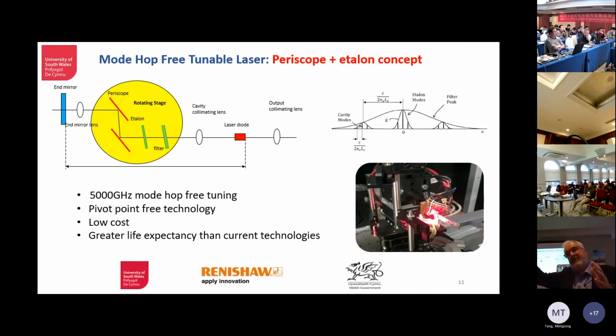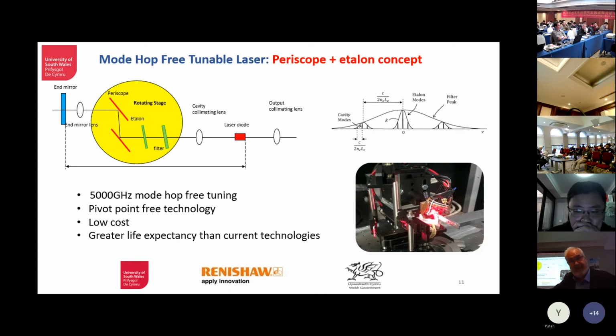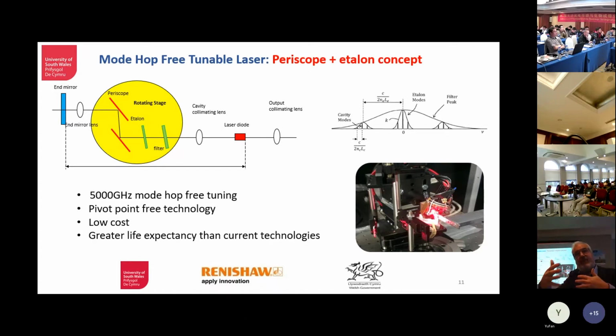So when I change the etalon by, say, 1 degree angle, the periscope goes 1 degree. If you get the distance of the periscope correct, you can get exact tracking of the cavity length. Mathematically, it is perfect, right? So there's no movement in the cavity from where it should be to achieve the single mode, mode-hop-free behavior. And that periscope is very cheap. It's 2 mirrors. The etalon is obviously in volumes.